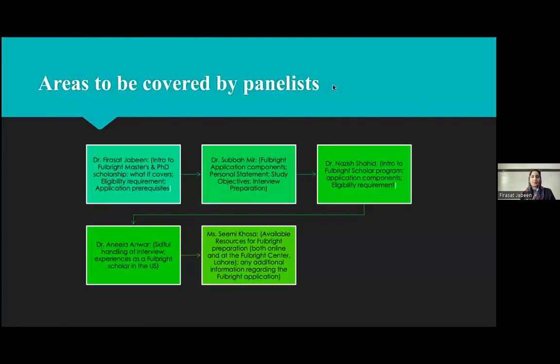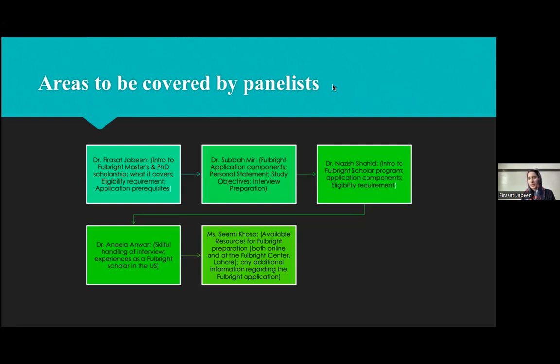All right. So these are different areas that will be covered by our panelists. I myself will talk about a brief intro of Fulbright Masters and PhD program and what the grant covers, what are the eligibility requirements, and what are application prerequisites. Dr. Mir will talk about Fulbright application components, how can you plan your statement of purpose, your study objectives, and how you can prepare for the interview.